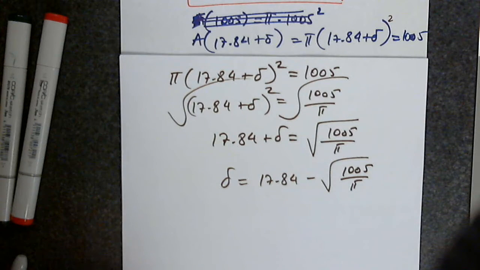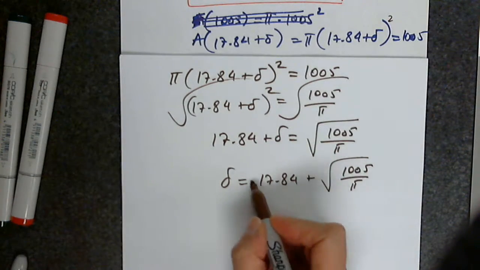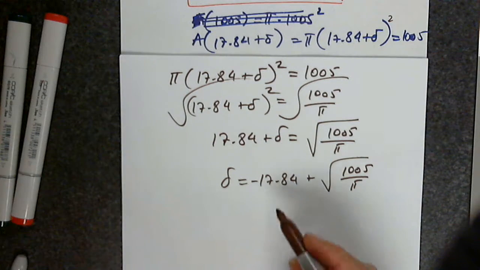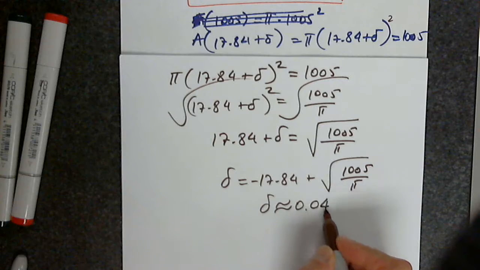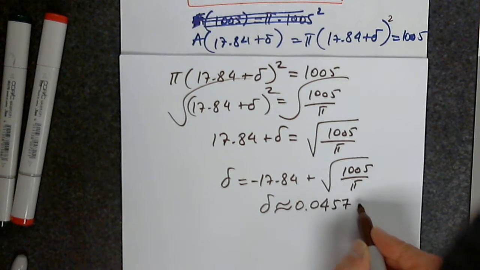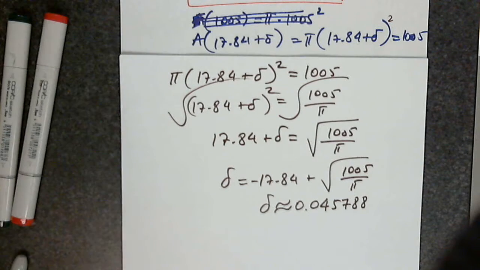17.84 minus the square root. Did we get this? If you have the number, don't torture me, give it to me. If you subtract it, I mean, yes. So I got that delta is approximately 0.04578. Did you get the same thing?